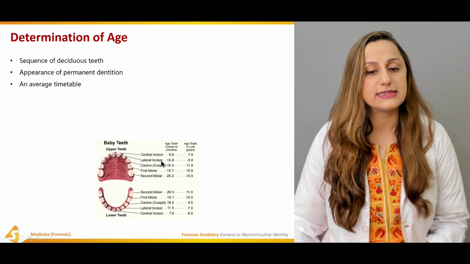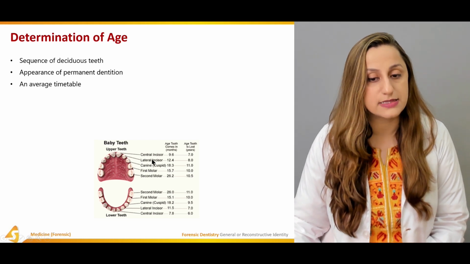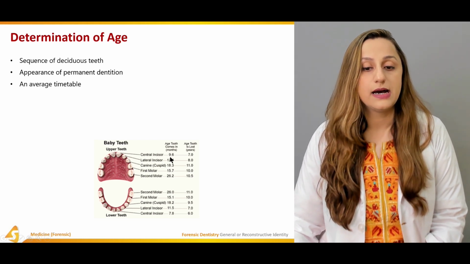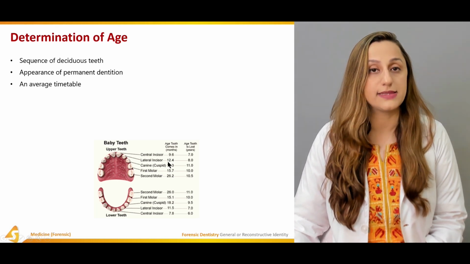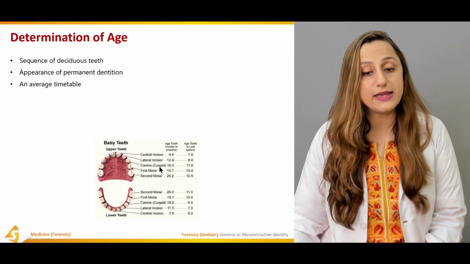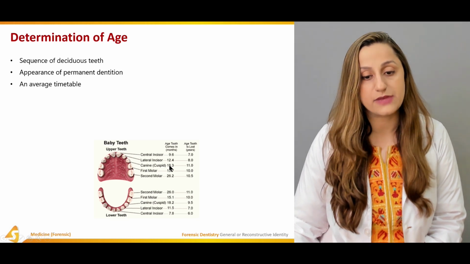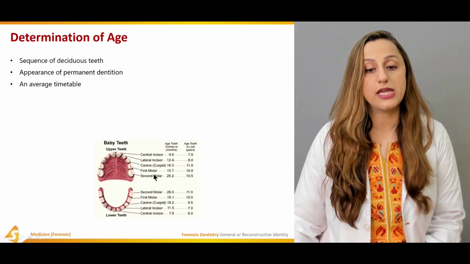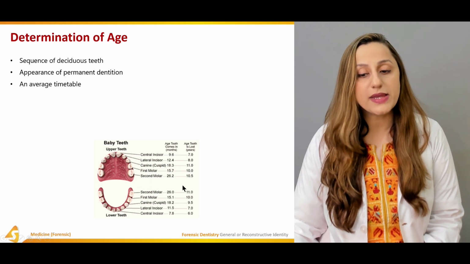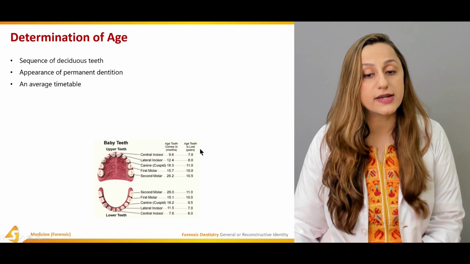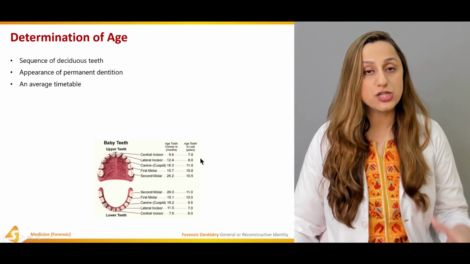If we have the baby teeth and we've already identified that it's an infant or a toddler, we can identify that the central incisors usually come up at the age of 9 months, and then we have the lateral incisors at the age of 12 months, the canines at the age of 18 months, and the first molars at the age of 15 months, and then we have the second molars at the age of almost 26 months.